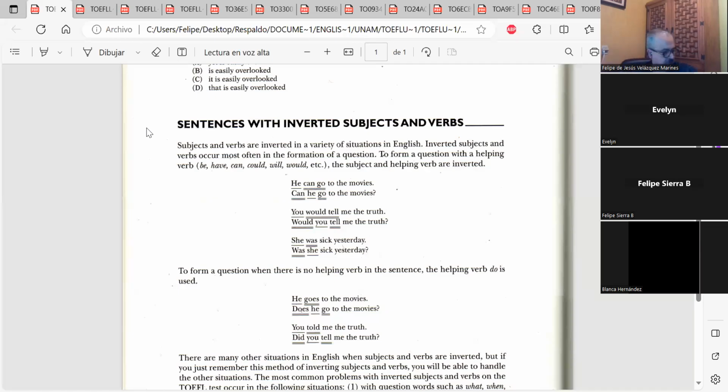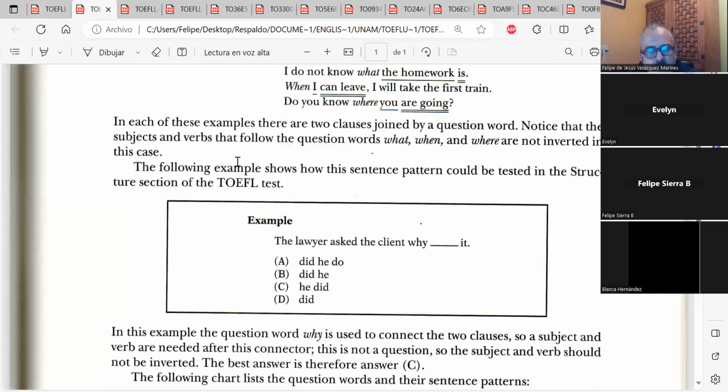Okay. So in the last class, I explained to you the different cases of subject verb inversion. Now we have to remember that subject verb inversion is used not only for making questions, but also for expressing emphasis or formality. So for these three cases, subject verb inversion is used.